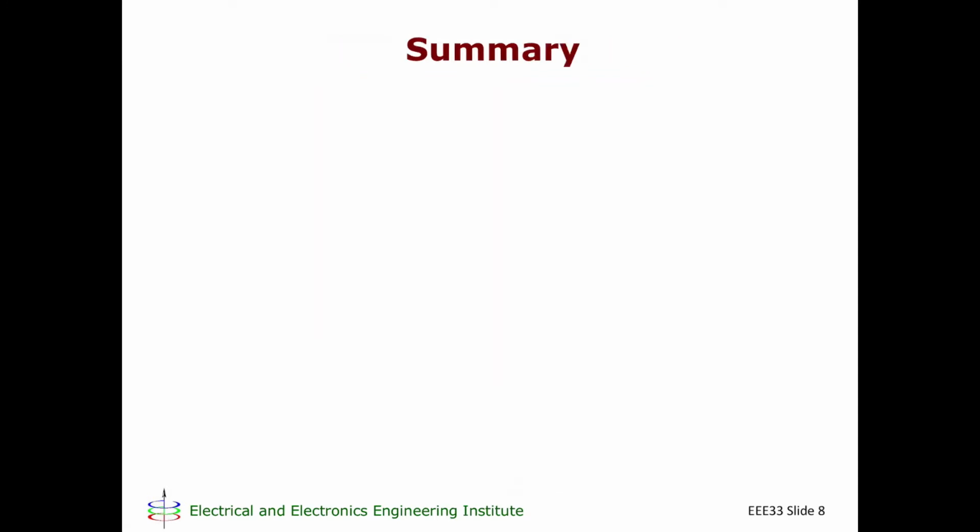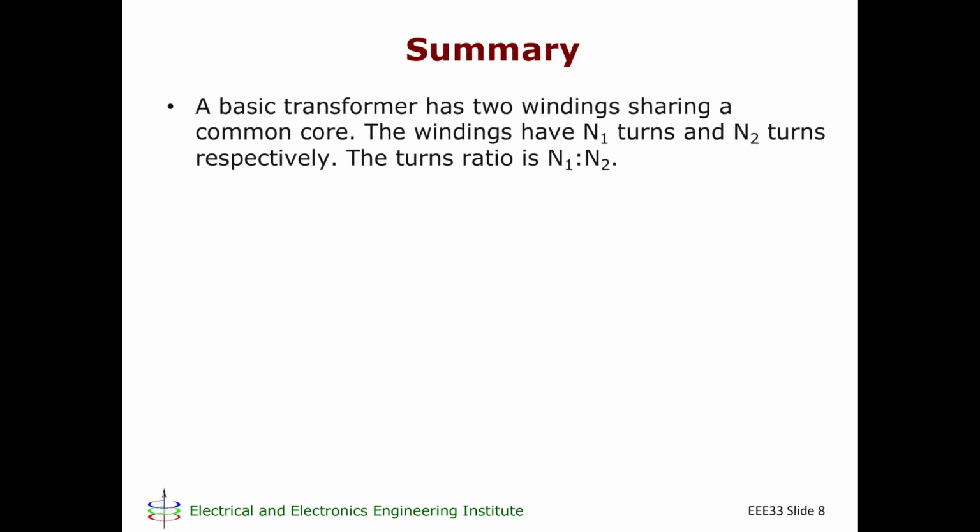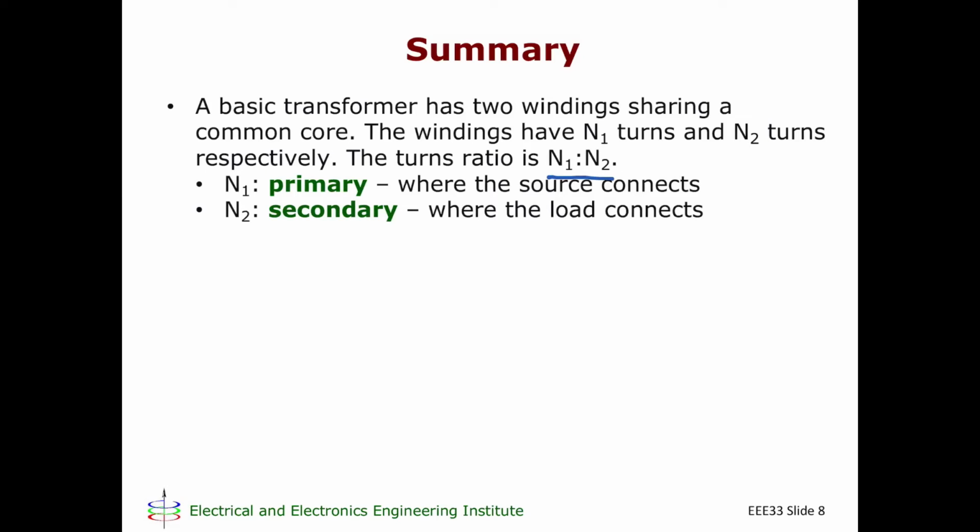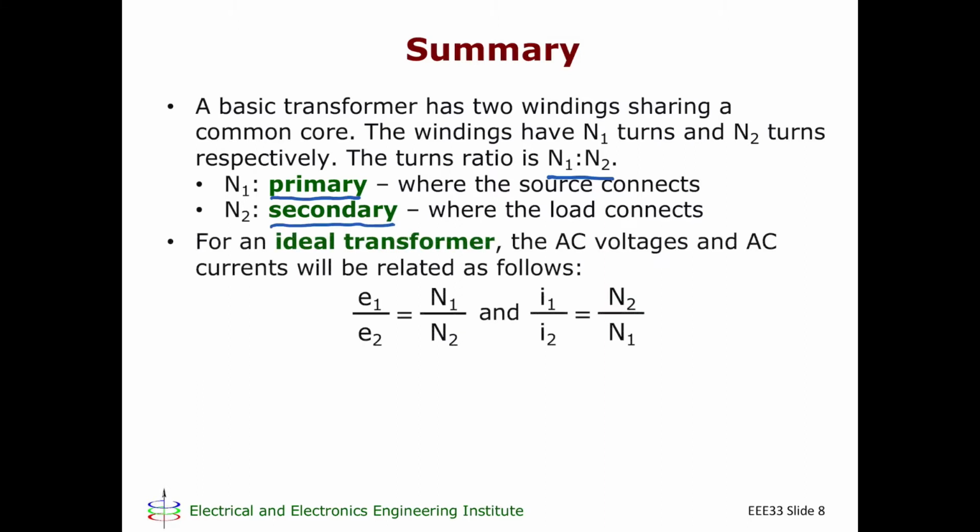So in summary, a basic transformer has two windings sharing a common core. The windings have N1 turns and N2 turns respectively. We say the turns ratio is N1 is to N2. The winding where the source connects is referred to as the primary winding, and the winding where the load connects is referred to as the secondary winding. For an ideal transformer, the AC voltages and AC currents will be related as follows, and this we earlier derived: E1 over E2 is equal to N1 over N2, and I1 over I2 is equal to N2 over N1.